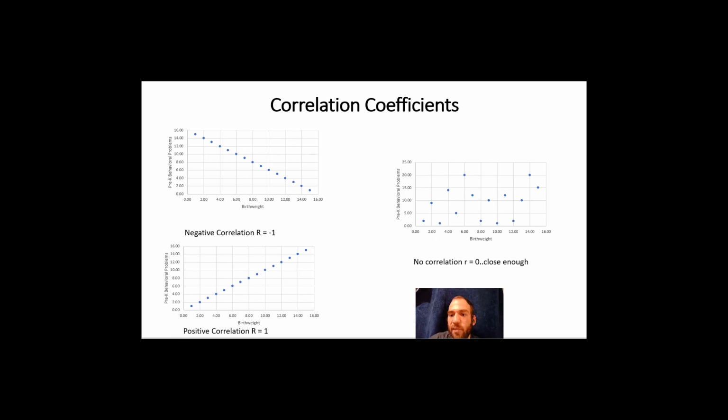And on the far right, this is just chaos here. There's no discernible pattern. It's 0. r equals 0 means there's no pattern. There's no relationship between those variables. Okay. So we have negative correlation, where as one variable goes up, the other one goes down, and positive correlation, where as one variable goes up, birth weight, preschool behaviors go up as well, for whatever reason.